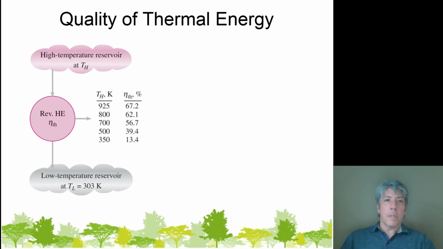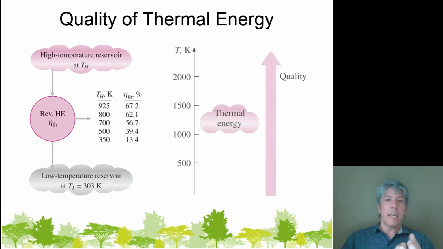Here's some calculations of the maximum percentage of energy that can be extracted as work if we vary the temperature of the high temperature reservoir from 350 Kelvin up to 925. There's the maximum theoretical efficiency. And this gives us the idea that thermal energy has a quality to it, or a usefulness to it. Not equality, but quality. And as the temperature of the thermal energy goes up, the usefulness or the quality of that thermal energy goes up as well.